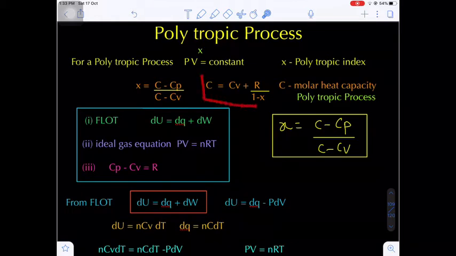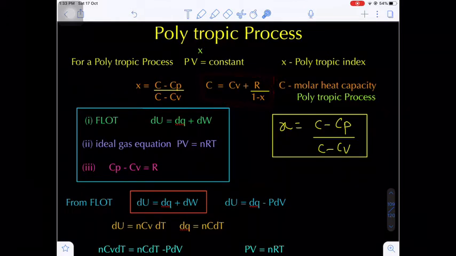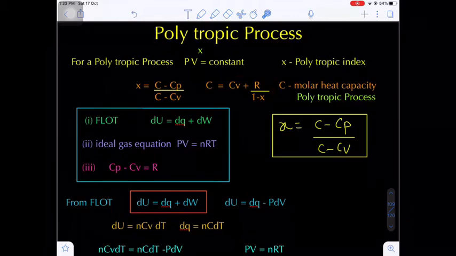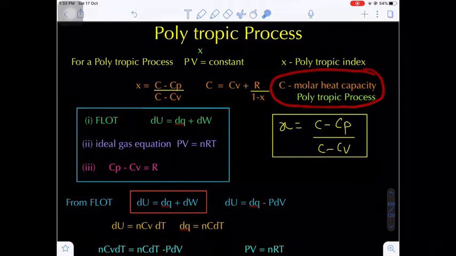So this is the molar heat capacity of a polytropic process, nothing but C is equal to Cv plus capital R by 1 minus x, where x is the polytropic index.